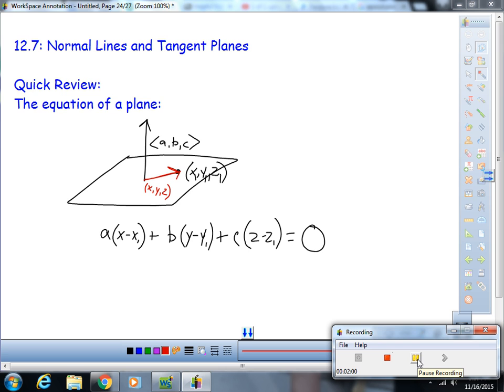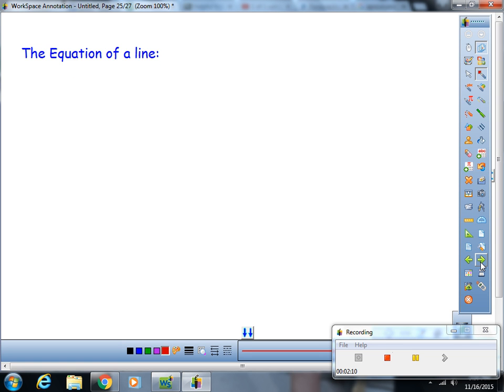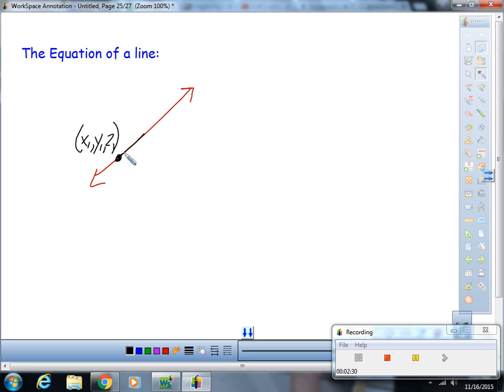Remember that, because part of what we're doing today is tangent planes, so we need to be able to remember how to find the equation of a plane. What about the equation of a line? Well, that was actually trickier than you would think. What we needed to find the equation of a line was a point on that line, again, x1, comma y1, comma z1, and a vector that was orthogonal to that line. And we will call that A, comma B, comma C.